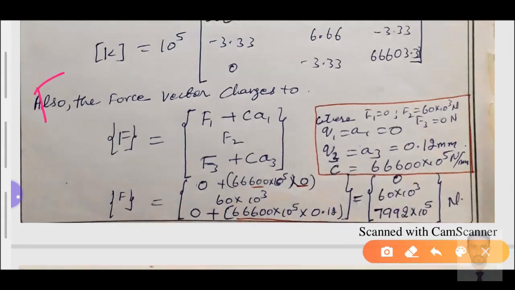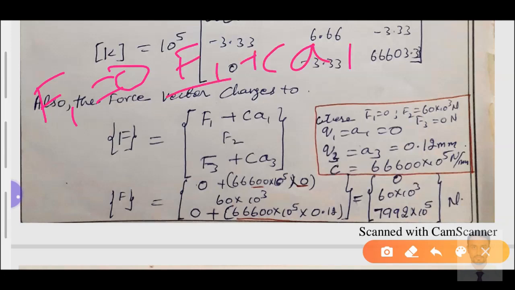That is, F1 becomes F1 plus CA1. F1 is given data, C is the calculated penalty value, and A1 is also given data. A1 is equal to Q1 is equal to 0, and F1 is equal to 0 as given in the problem. Similarly, F2 is equal to 16 into 10 to the power of 3 Newton, and F3 is equal to 0. The C value we have calculated.